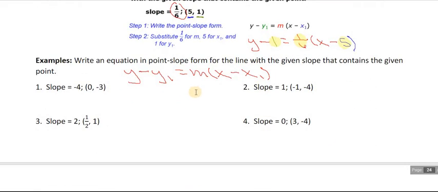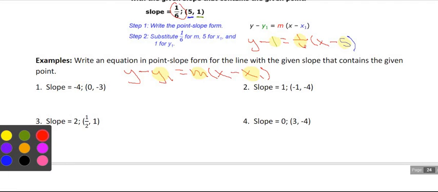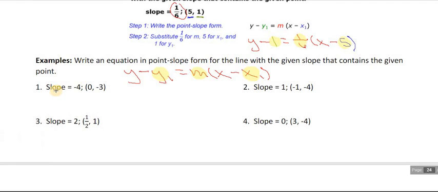So the 3 pieces that I'm going to be plugging in are slope in the m spot, the x of our ordered pair, the x of our point, back in x sub 1, and the y of my ordered pair in the y sub 1 spot. So I'm going to label my pieces of information here. I've got a slope of -4, so that's going to be m. And I've got an ordered pair 0, -3, so that's an x and a y. So this is x sub 1 and y sub 1. These 3 values are going in the highlighted spots.